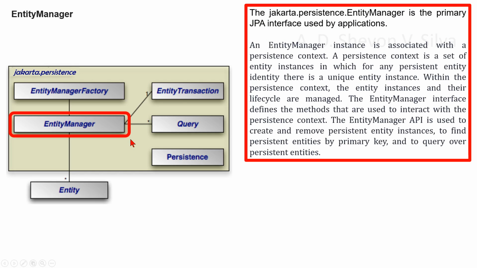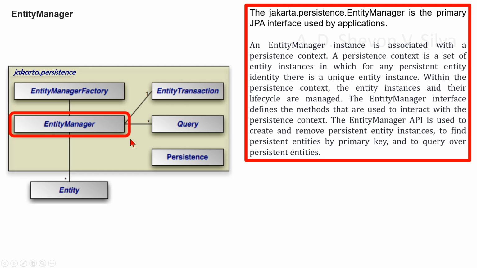The jakarta.persistence.EntityManager is the primary JPA interface used by applications. An Entity Manager instance is associated with the persistence context. A persistence context is a set of entity instances in which, for any persistent entity identity, there is a unique entity instance. Within the persistence context, the entity instances and their lifecycle are managed.